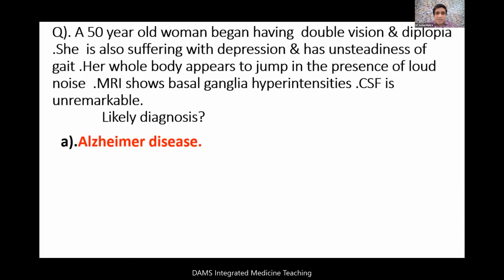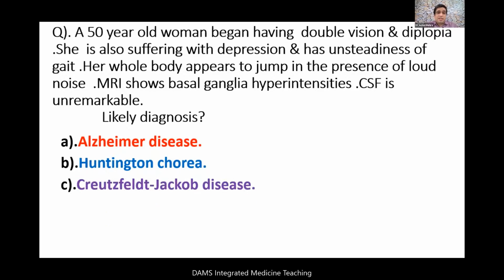Is it a case of Alzheimer's disease, a common neurodegenerative disorder? Is it a case of a rare neurodegenerative disorder like Huntington chorea? Is it a case of Creutzfeldt-Jakob disease? Or is it a case of temporal lobe epilepsy? Now, remember this, looking at such a question, there always should be some keywords in your mind, like what is the right answer and how to get to it.